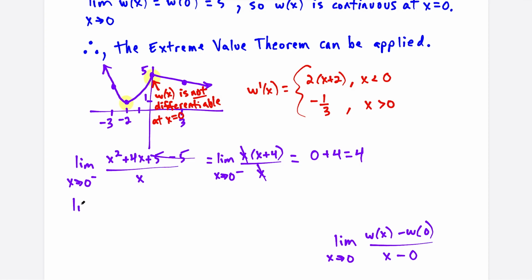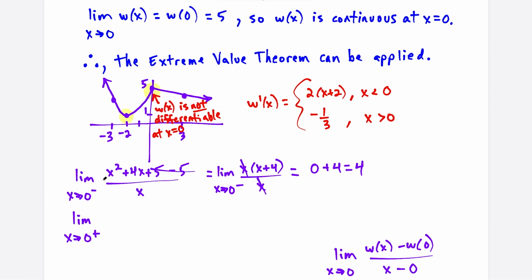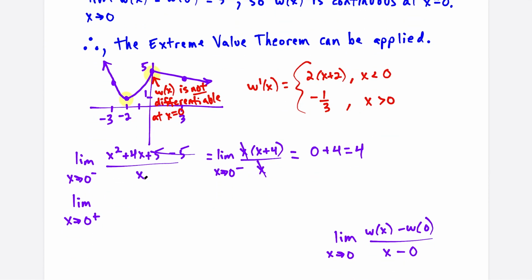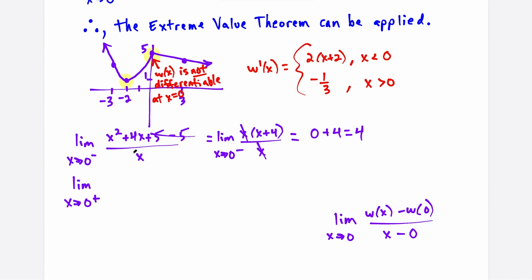So now to complete this, we're going to find the limit as x approaches 0 on the right side, but we look back to our original piecewise function here. On the right side, we're going to use this piece of the function, the negative 1/3 x plus 5. So we're going to replace w of x with negative 1/3 x plus 5, and then we write minus w of 0, which was equal to 5, over x minus 0, which is x. And now 5 minus 5 cancels, and we're left with negative 1/3 x over x. The x over x's will cancel, and this limit simplifies to negative 1/3.